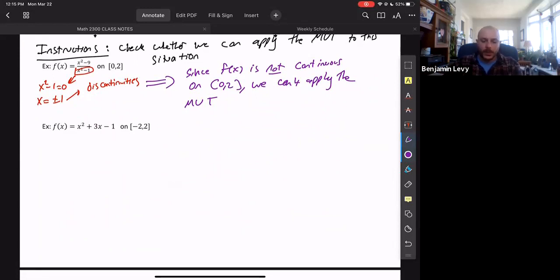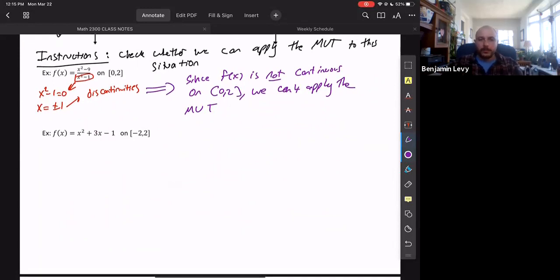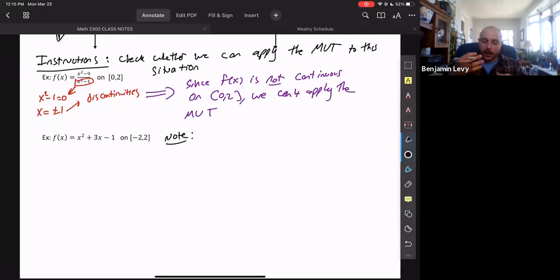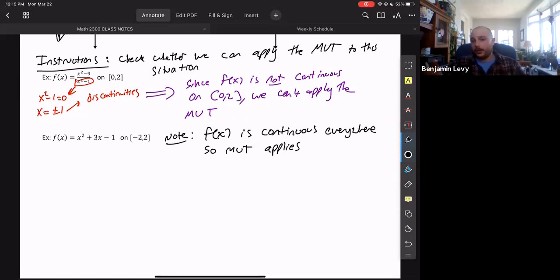continuity. So let's apply the mean value theorem to this function on this interval. So this is a polynomial now. And so we can apply it because it's continuous. Right? So let's do the same thought process. Are there any discontinuities? No, the function is a polynomial. It's continuous everywhere. And so the mean value theorem applies on that interval, but it just applies everywhere because it's a polynomial.